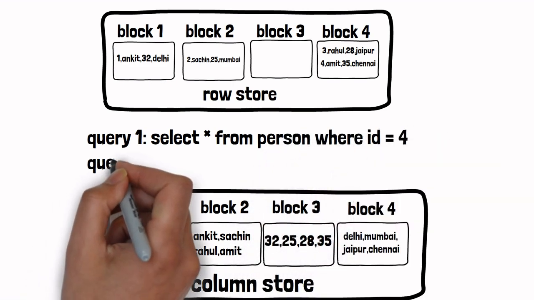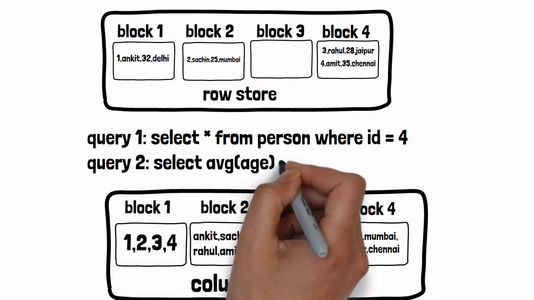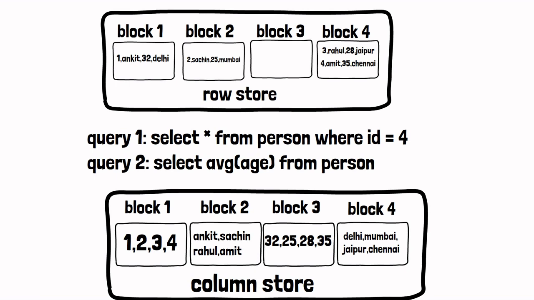If we perform query 1 on column store, then our query will perform slowly, because to get all the columns for ID 4, it has to read all the blocks, which will make our query slower. In this case, the row store will perform faster. Row store is generally used where we do a lot of transactions and updates, where we need complete data for a row. A few examples of row store databases are MySQL and Postgres.